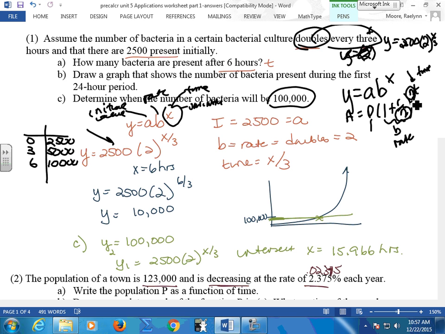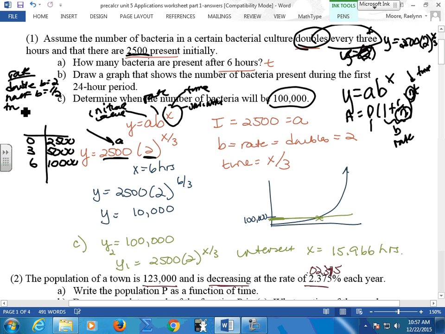So I always start y equals AB to the X. So in this case, your initial value, that's your A. Your rate, we said yesterday, this is a good thing to write down. If you double, then B is 2. If you half, then B is 1/2. If you triple, what should B equal to? 3. If sometimes you have a population increase by 1% or a decrease by 1%, then you have to do 1 plus or minus your rate, and that would be your B. And we'll look at those in a minute.